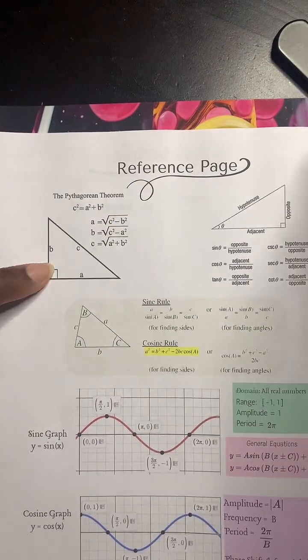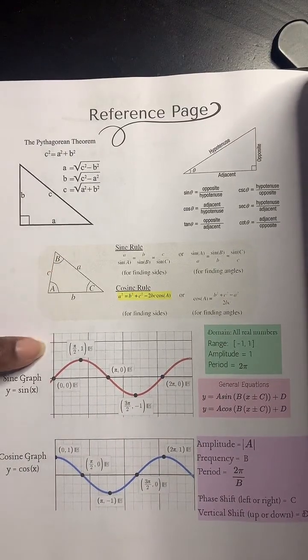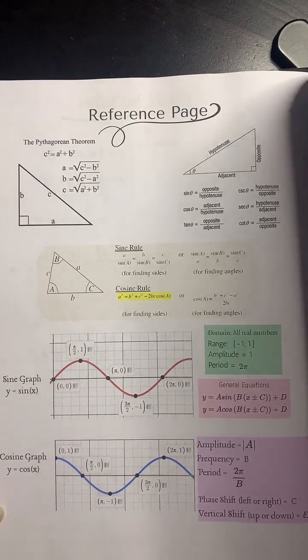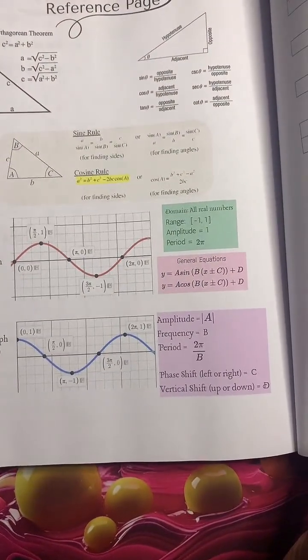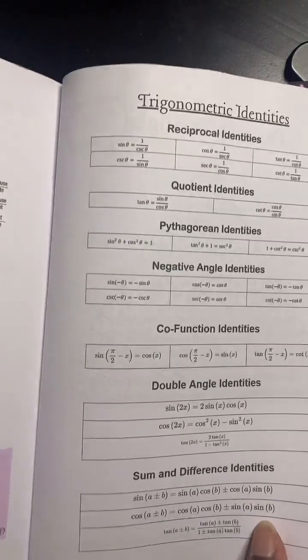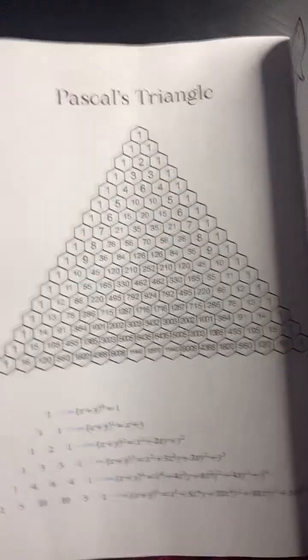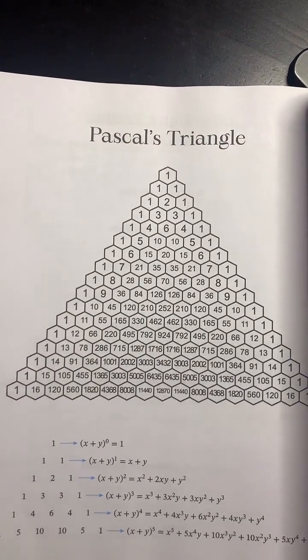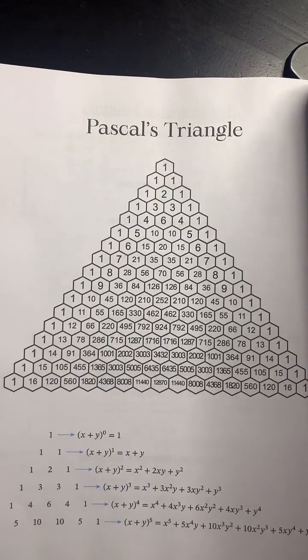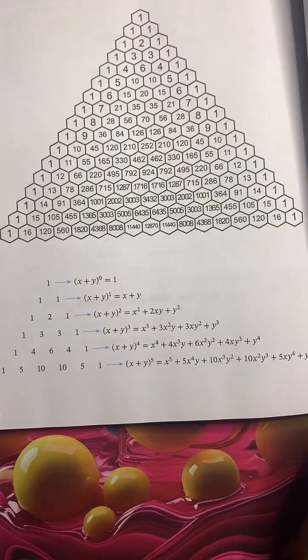You still have your Pythagorean theorem, you still have your trig, then you have your sine and cosine rules, then you have your sine and cosine waves, and also their domain, their range, the amplitude, all of their rulings. So it'll kind of help you out for point A, point B. The trig identities, so you're going a little bit deeper. And then Pascal's triangle, just to really get you down and dirty with that. And then some samples of it at the bottom.